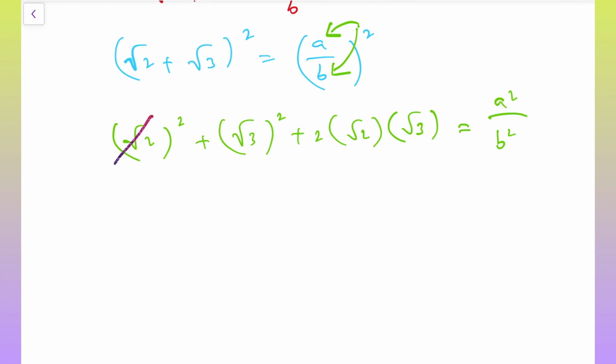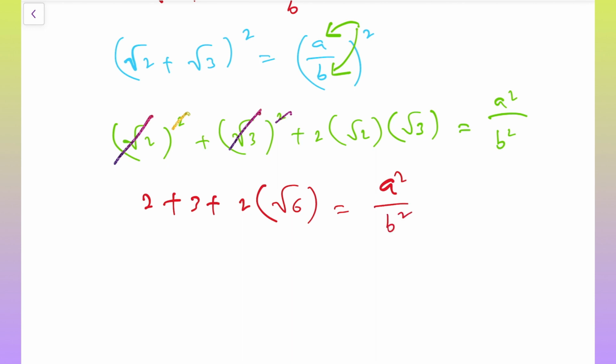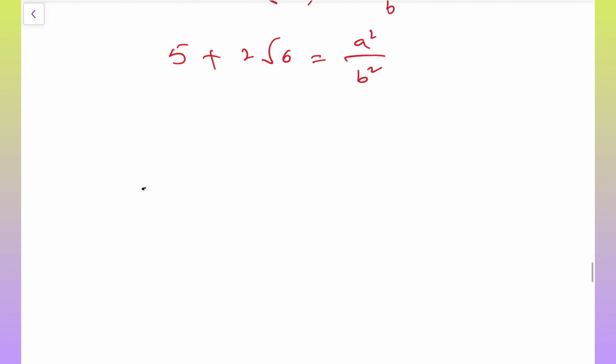Left side square root cancels, square root cancels. So then we remain with 2 plus 3 plus 2 into root 2 into root 3, root 6, is equal to, right side part as usual, a square by b square. Now left side, 2 plus 3 is 5, plus 2 root 6 is equal to a square by b square. From here onward same as the previous questions.